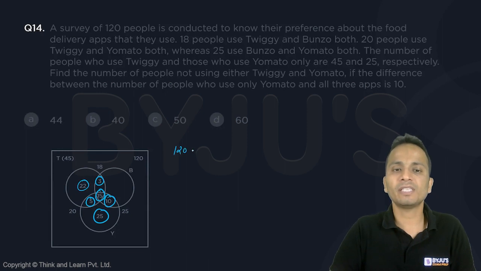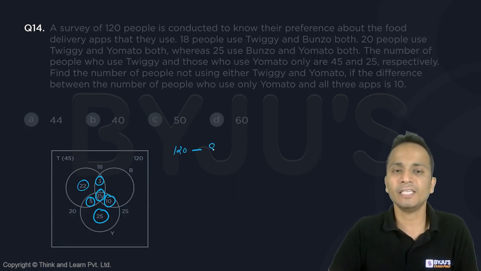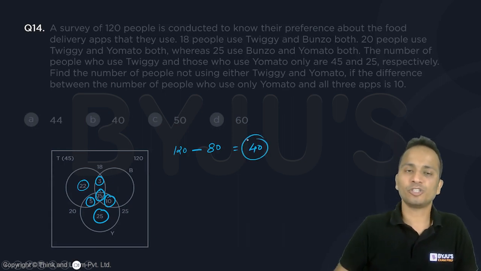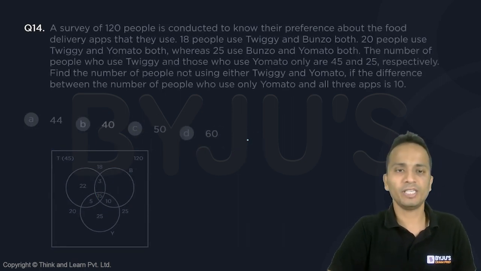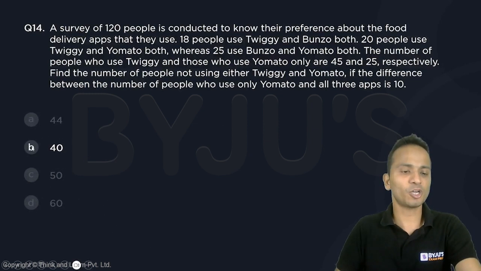So from 120 we subtract. 45 already is the complete Twiggy. 45 and 25 is 70, 70 and 10, 80. So 120 minus 80, the correct answer for this question should be equal to 40. All right. So option B is the correct answer for question number 14.